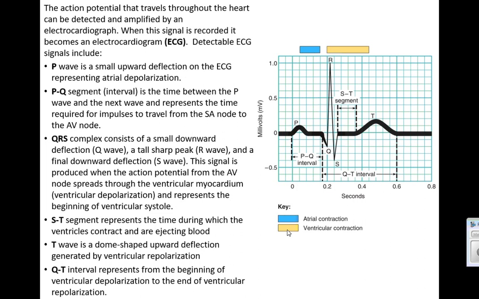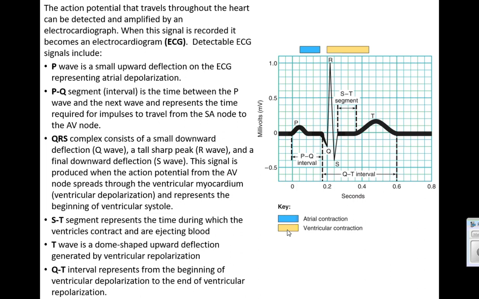Third part, really kind of discernible deflection here. Dome-shaped upward deflection generated by ventricular repolarization, so the ventricles are repolarizing and resting. QT represents beginning of ventricular depolarization to the end of ventricular repolarization. You will need to know what these different things represent.